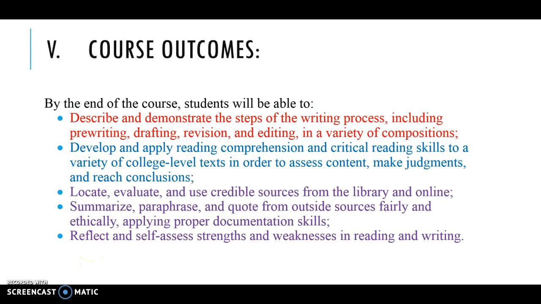The red would be what you might think of as being more of a traditional writing outcome. The blue would be more like the traditional reading outcome. But then the ones after that are really where these two skills dovetail together naturally. You obviously need reading skills to find sources, and then we're going to use them for writing purposes. So it's really an outcome for both courses.